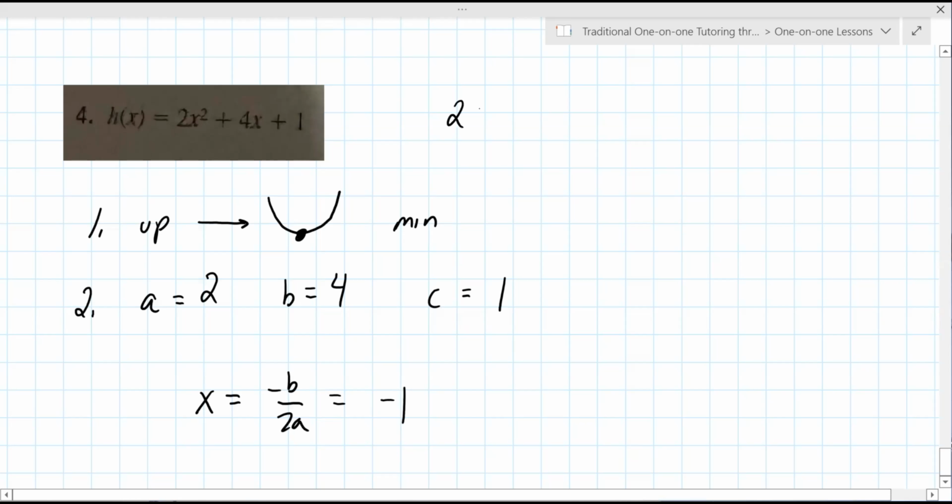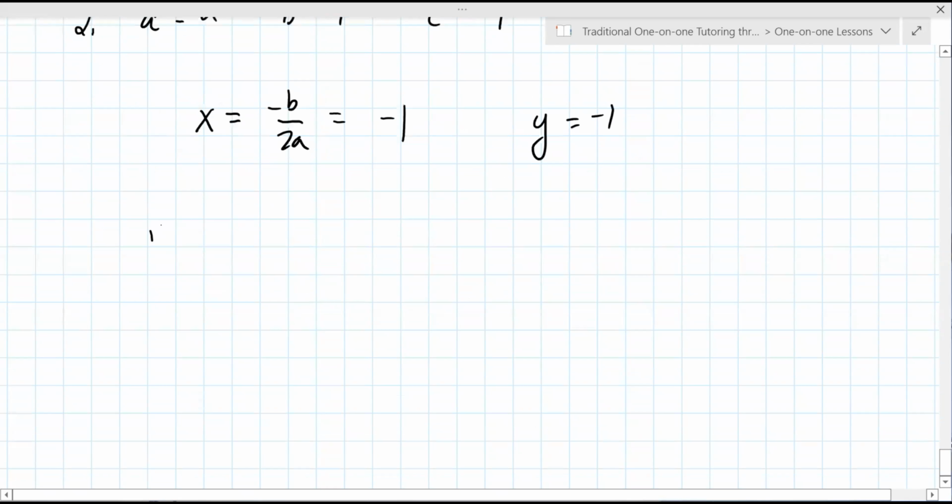So 2 times -1 squared plus 4 times -1 plus 1. So you got 2 minus 4 plus 1, it's -1. So then it would be -1, -1. Yeah, -1, -1. You got to get that down perfect to start, because it messes up everything else. So your vertex, you got to give it as an ordered pair. So your vertex is -1 comma -1, like that.